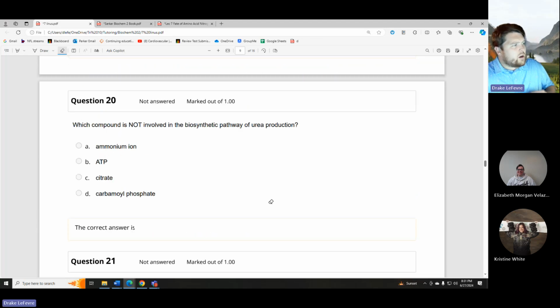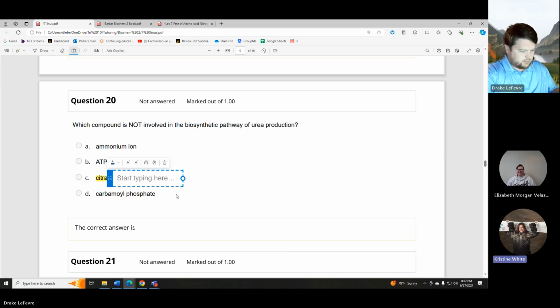Which compound is not involved in the biosynthetic pathway of urea production? Citrate. Good. Where's citrate from? Citric acid cycle. Yeah, from our Krebs cycle or citric acid cycle.